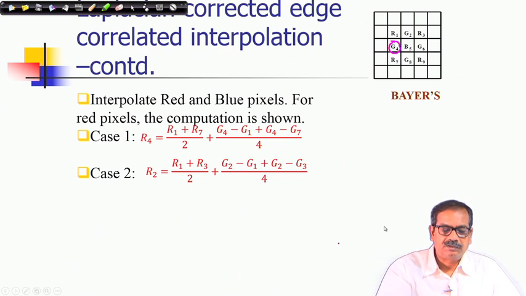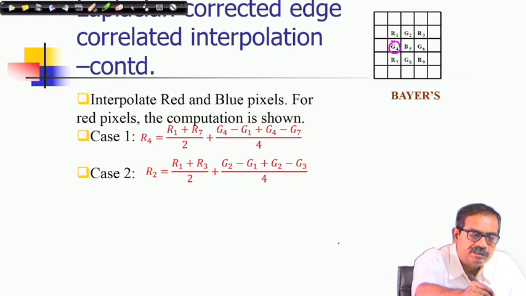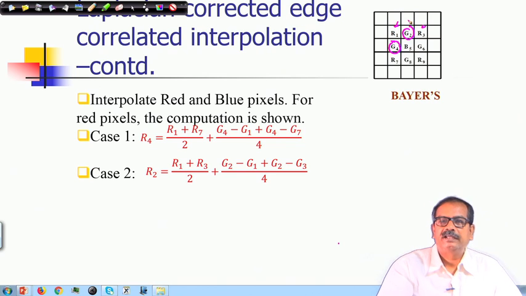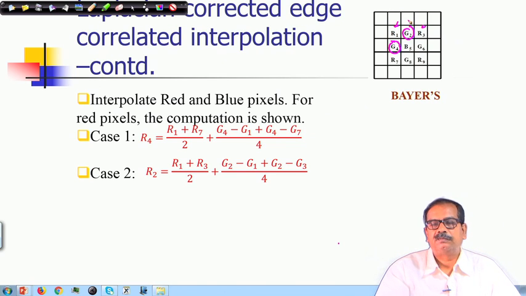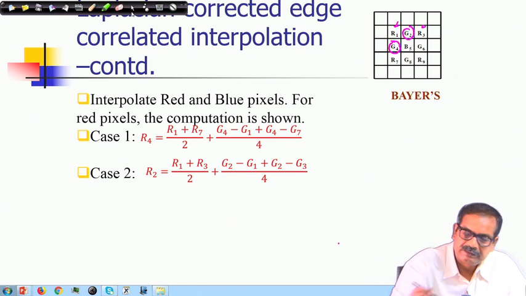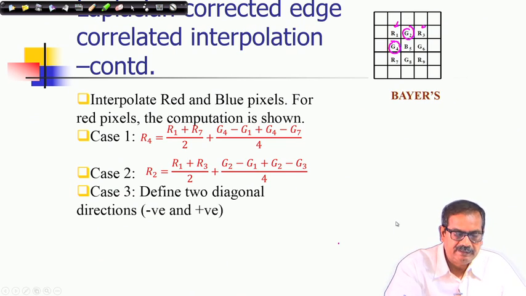In the other case also, the horizontal neighbors are available at the missing red location. So, this is this particular location. You see only horizontal neighbors are available for red, vertically there are blues. So, again you do not do any comparison of horizontal and vertical gradients, and use a similar kind of estimation process.